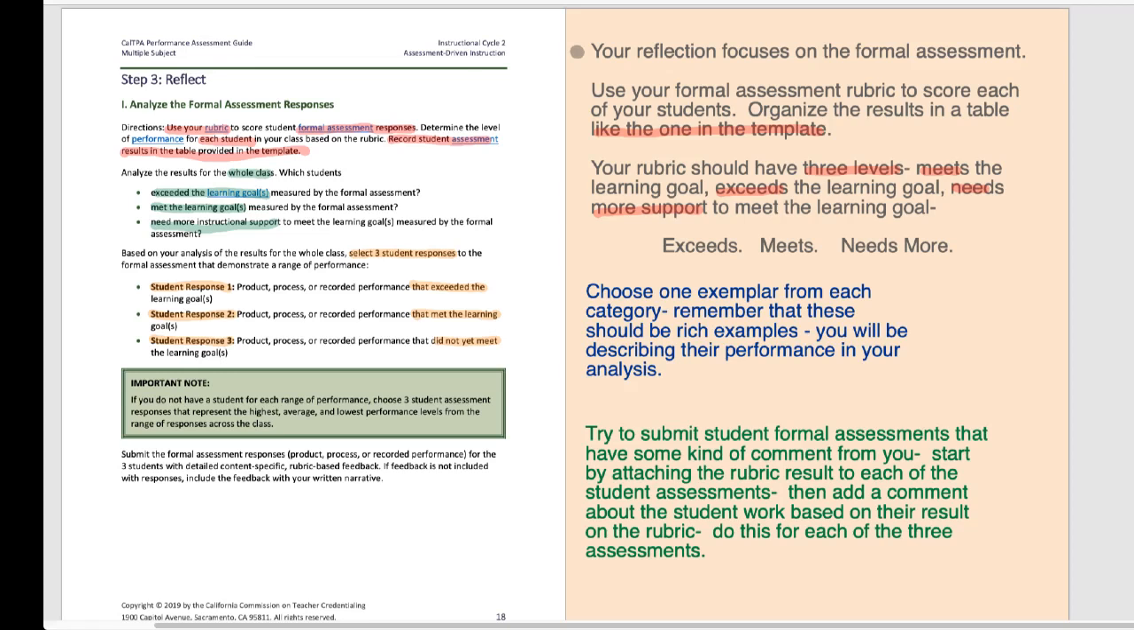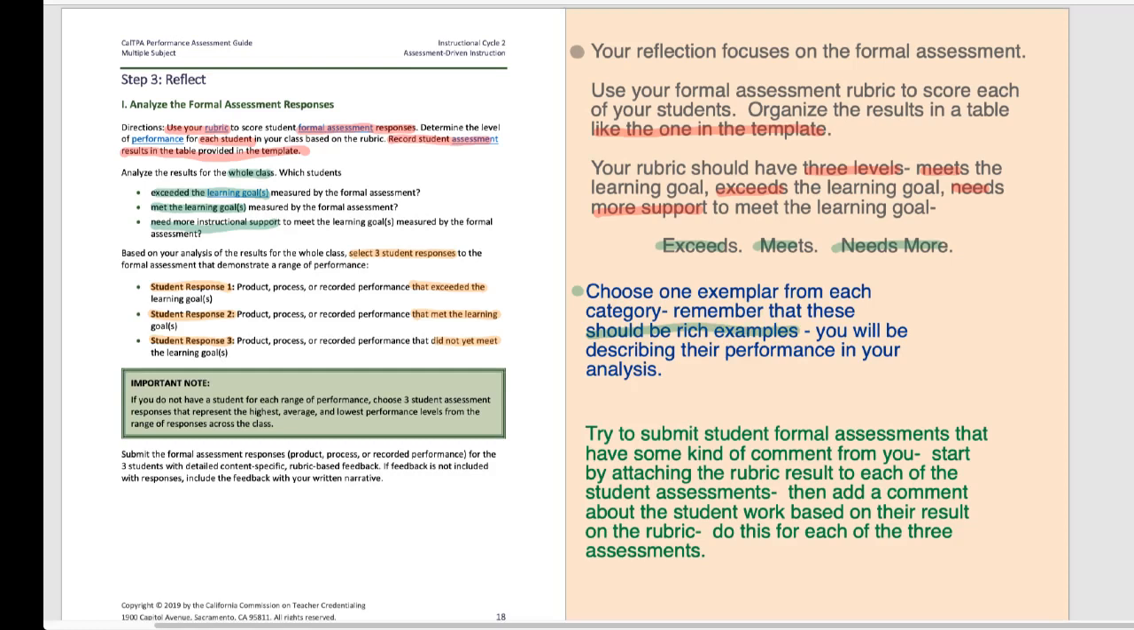All right, so we have this here: exceeds, meets, needs more. That's the framework to think about all of this. Now, the next piece is choosing one exemplar from each category: exceeds, meets, or needs more. And as I said, these should be rich examples.